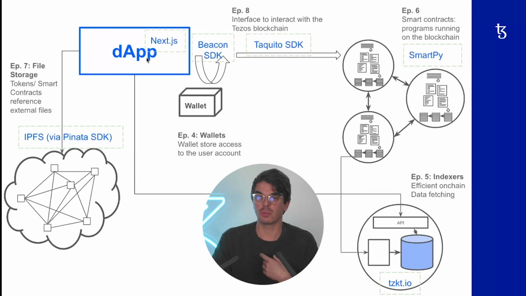The dApp itself, we're using Next.js. For our wallet integration, we're using something called the Beacon SDK. For submitting our operations to the node, we're using something called the Taquito SDK. Our smart contracts will be written in SmartPy. The indexer that we'll be using is called TZKT. And finally, for our distributed storage, we'll be using IPFS via an SDK called Pinata.